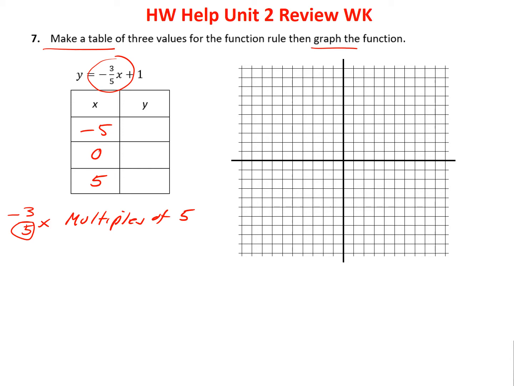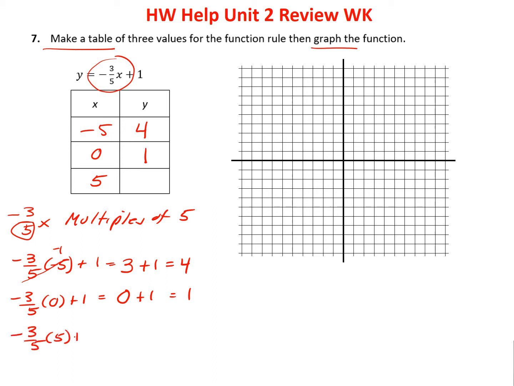So let's try the first one. Minus 3/5 times negative 5 plus 1. Notice that 5 goes into negative 5 minus 1 time, so negative 3 times negative 1 is positive 3, plus 1 means that that's going to be the number 4. Now we put in 0. Minus 3/5 times 0 plus 1. Well, anything times 0 is 0, plus 1. It's going to give me 1. And then for 5, 5 divided by 5 is 1, so I get minus 3 plus 1. Minus 3 plus 1 is minus 2. So there are my 3 points.